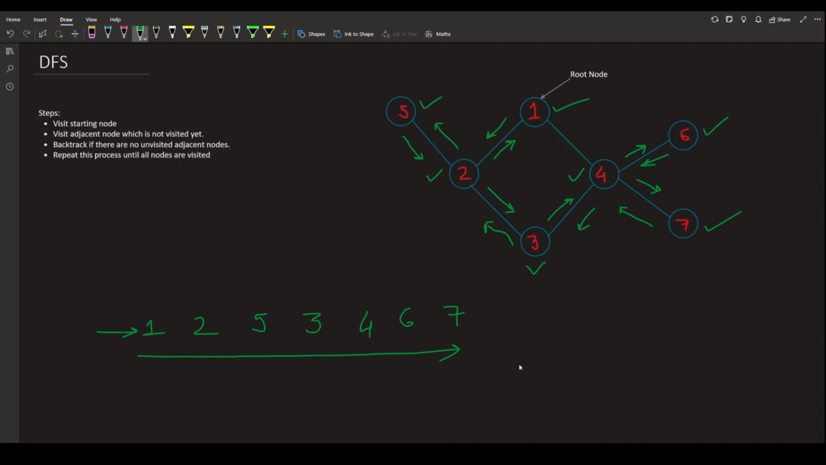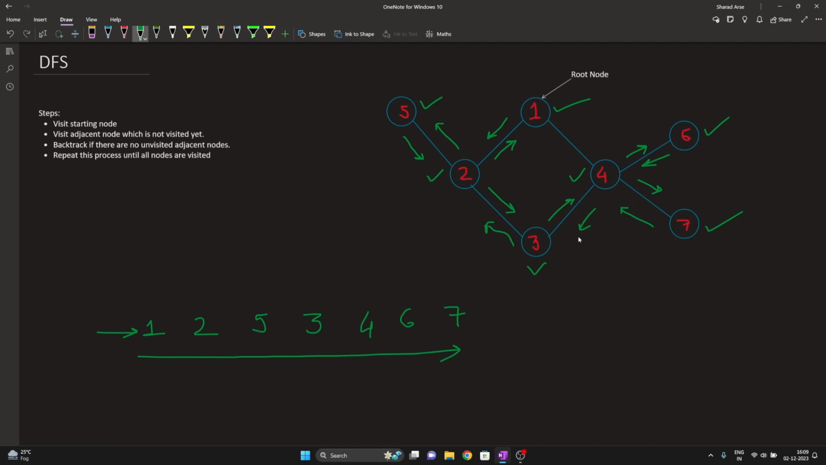So yes, that's it for the DFS. This is one of the basic algorithms of the graphs. There is one more similar algorithm, BFS, breadth first search. So I will be talking about that in my coming video, and also I will be going through the code of this DFS in my coming video.